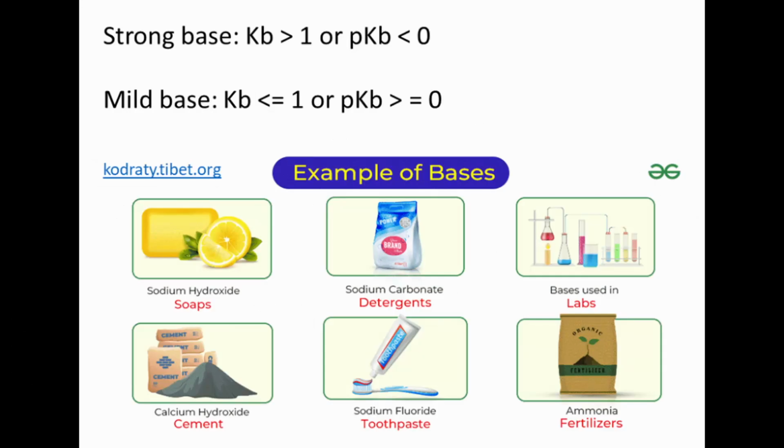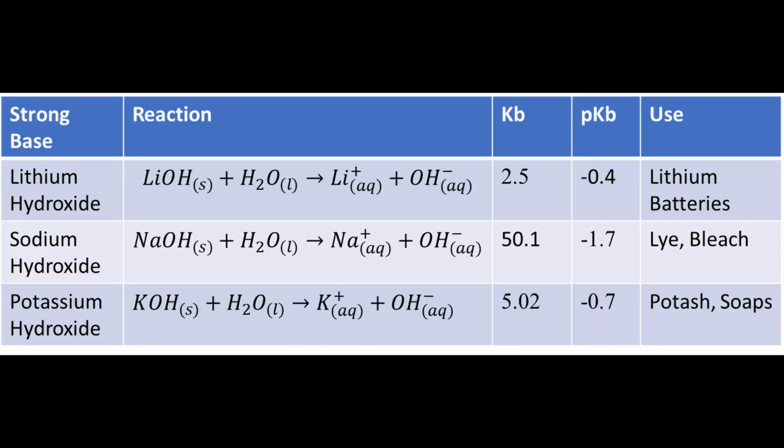On the base side, there are strong bases and mild bases. A strong base would be a base with a Kb of greater than 1 or a pKb of less than 0. The strong bases would include hydroxides of alkaline metals such as lithium hydroxide, sodium hydroxide, and potassium hydroxide. All these strong bases cause the hydroxide ion count to increase when they dissociate in water.